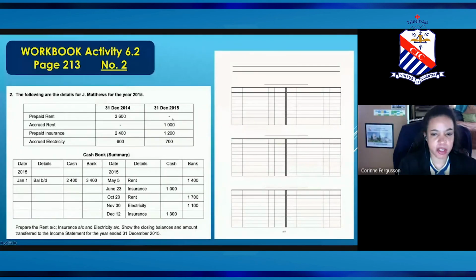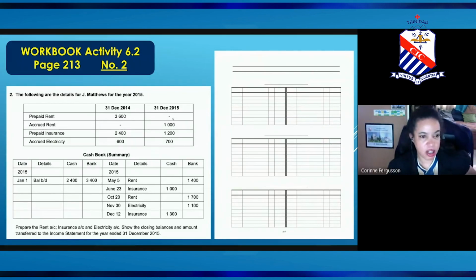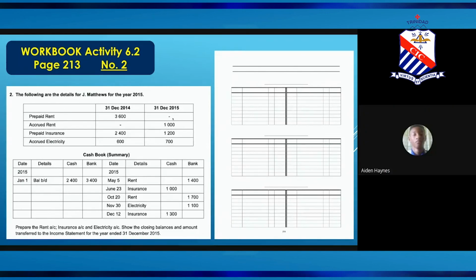Oh, miss, for the prepaid rent and accrued rent, there's 2 blank spaces. What does that mean? For the question, yes, miss, let me just pull it up here. Okay, that means that there is no closing figure for prepaid rent. Oh, okay. So remember, each question does not have to have all 4 in the PAP, but that is just a way of you checking it. Okay, thanks, miss. No problem.